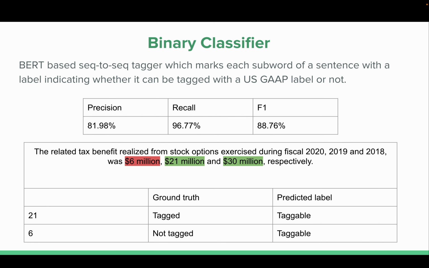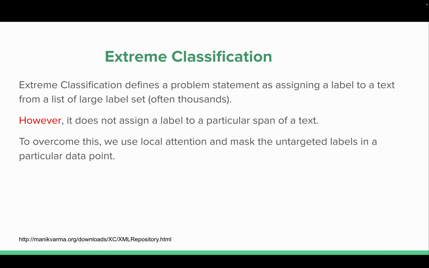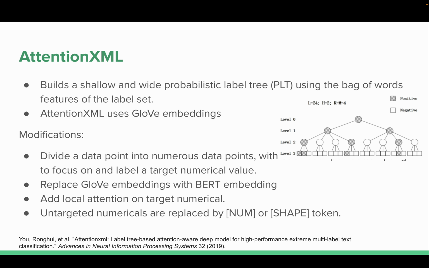Once we identify which of the numericals should be tagged, we apply the extreme classification framework. It is a classification framework where the problem statement is assigning a label to a text from a large label set, often thousands. So from a thousand-label set, we want to classify a particular label. However, it does not assign a label to a particular span of text. To overcome this problem, we used local attention and masked the untargeted labels in a particular data point.